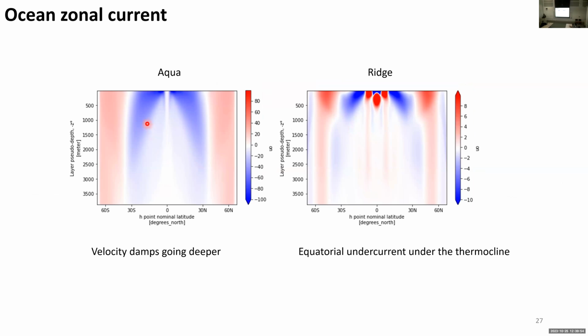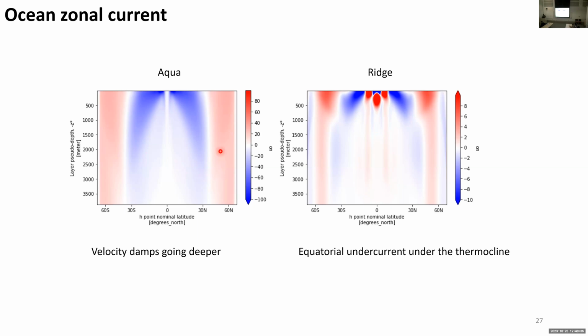And if we look at the zonal current, the y-axis is the depth and the x-axis is the latitude. We dive into the ocean to see the directions of the zonal currents. We'll see that on the equator, in the tropical area, the flow is to the east, the same direction as the wind, and the velocity damps when we go deeper, but it extends to a very deep layer.